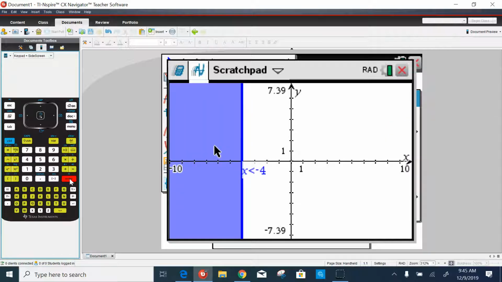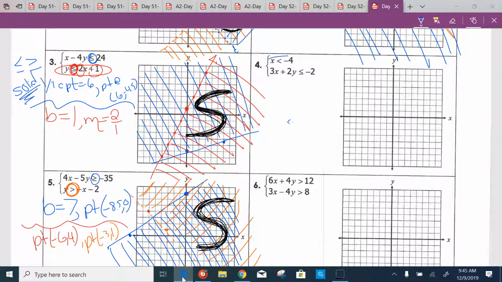So I have a line that goes through negative 4 on the x-axis. That's what this means. So I go negative 1, 2, 3, negative 4. I'm going to make a dashed line because that symbol does not have the little half equal sign underneath it. Now, if I'm on the number line here at negative 4, where do things get less than? That would be to the left. So I'll shade everything to the left.